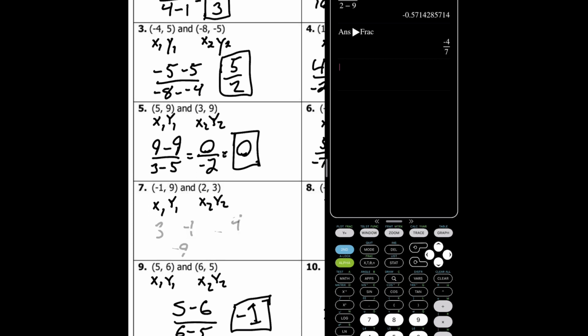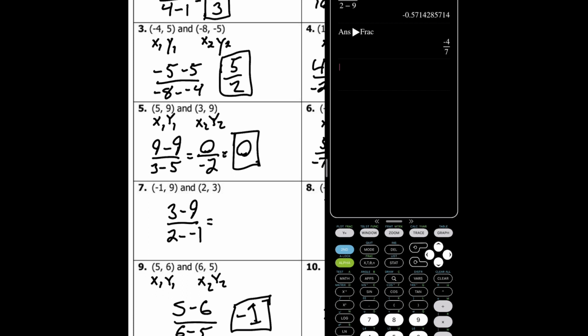So when you make mistakes when you're doing this work, if you get one wrong, it's all right. Don't get frustrated. It happens. All right? Once you see it, figure out what you did wrong, fix it, and move on. So let's write it correctly. We have 3 minus 9 over 2 minus negative 1. That looks better.